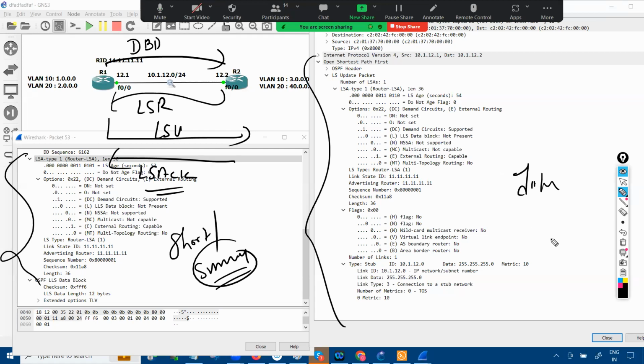All good? Don't worry about these things. You will get to know each of these fields by the end of the day. Not every field, because many flags are not part of your syllabus, not even part of the CCIE Enterprise. Most things are part of the CCIE Service Provider, and some are part of the CCIE Enterprise as well. But almost 60 to 70% you will get to know by the end of the day.